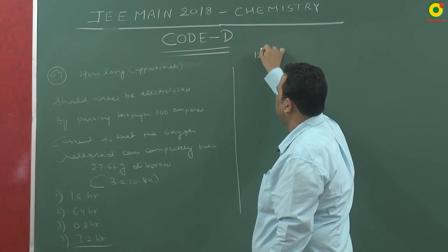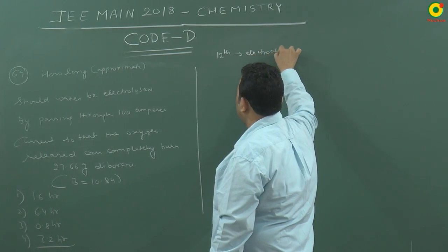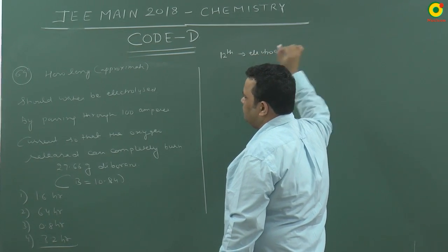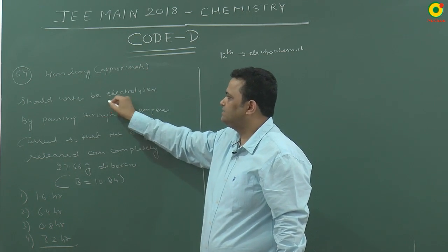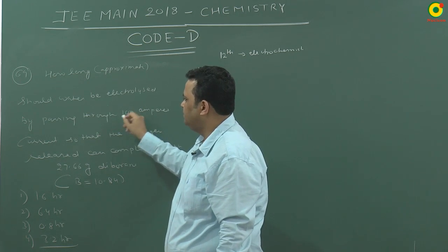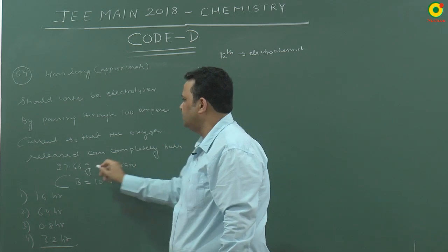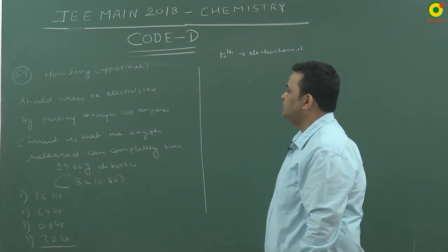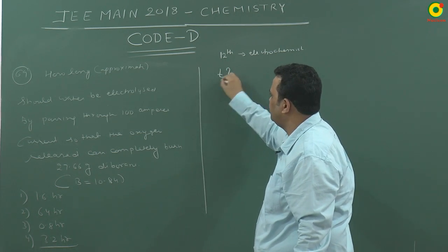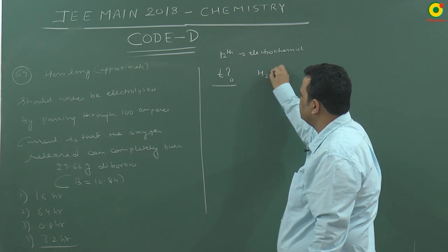Electrochemistry chapter, which is in 12th class. Electrochemistry chapter. What is it saying? How long approximately should water be electrolyzed by passing 100 ampere current so that the oxygen released can completely burn 27.66 gram diborane? So he is asking for the approximate time period, and he is saying that the water is electrolyzed.